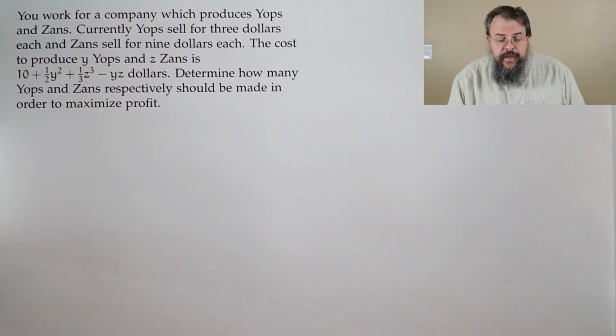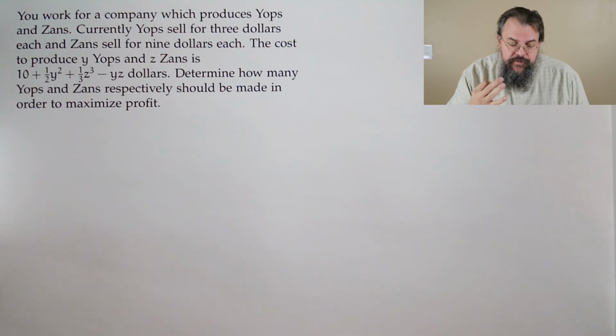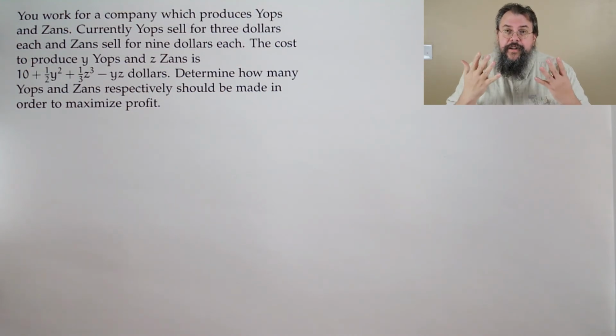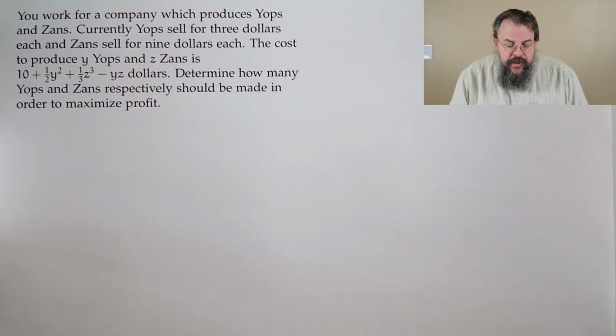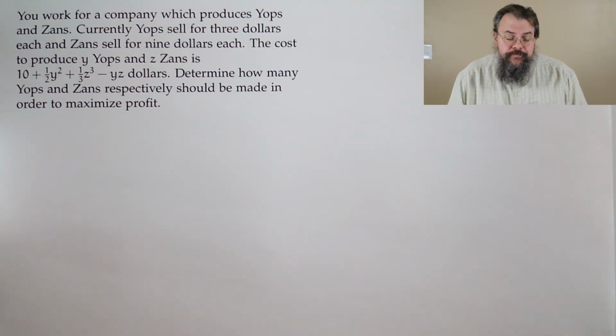You work for a company which produces Yops and Zons. Now currently, Yops sell for $3 each and Zons sell for $9. Oh, we should make a lot of Zons. Now the cost to produce y Yops and z Zons is 10 plus a half y squared plus a third z cubed minus yz dollars. Determine how many Yops and Zons respectively should be made in order to maximize profit.